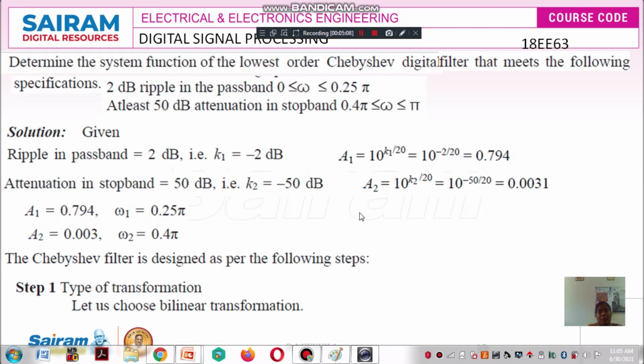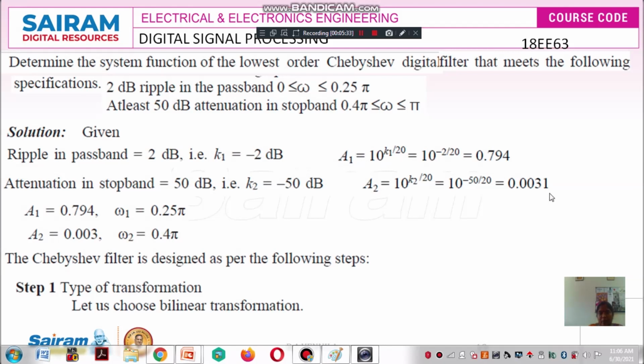In the previous problem, we did not find the analog transfer function, so we did not calculate this A2, but here we need to. So A2 I am also going to calculate. A2 equal to 10 power minus K2 divided by 20. K2 is 50, so minus 50 divided by 20, which gives 0.0031. So these are the gains of your pass band.